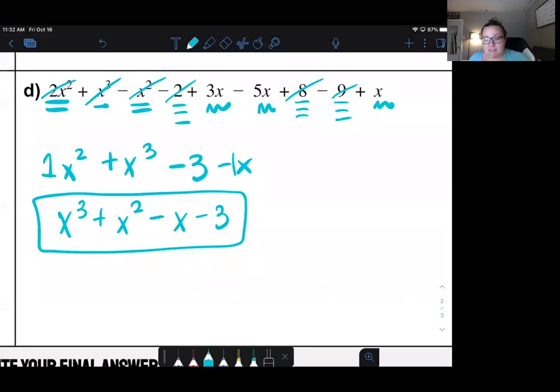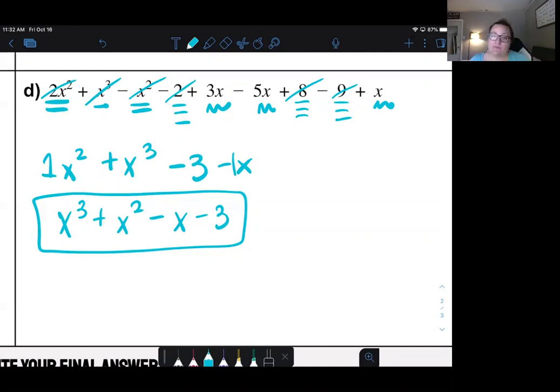All right, so as you can see, I underlined my like terms in similar ways. Then as I combined my like terms, I just crossed them out so I knew that I had already used them. My final answer ended up being x cubed plus x squared minus x minus 3.